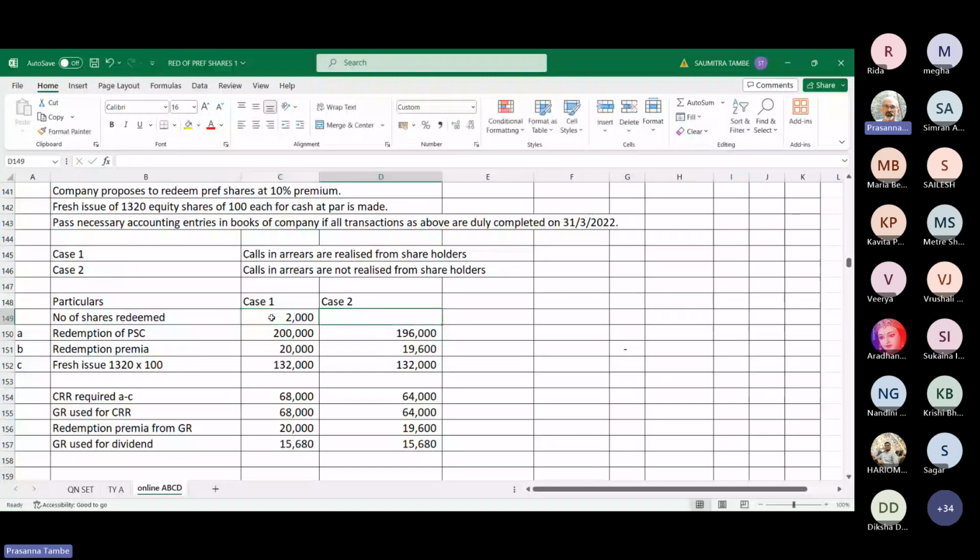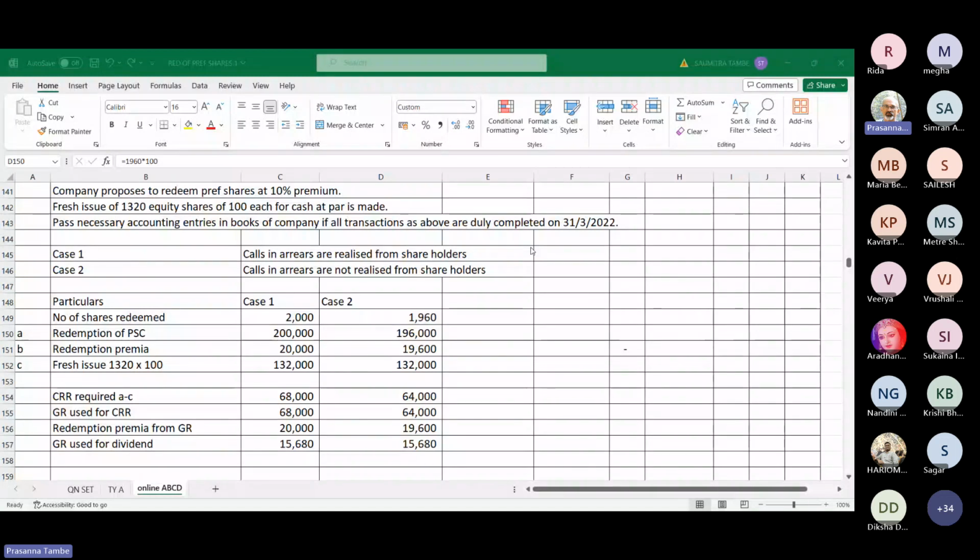Are you with me on the calculation part? Does anyone have any difficulty? If you have any difficulty, please tell me. I'll clarify it again. Everybody has followed? Yes? Okay. So please write down this working now.